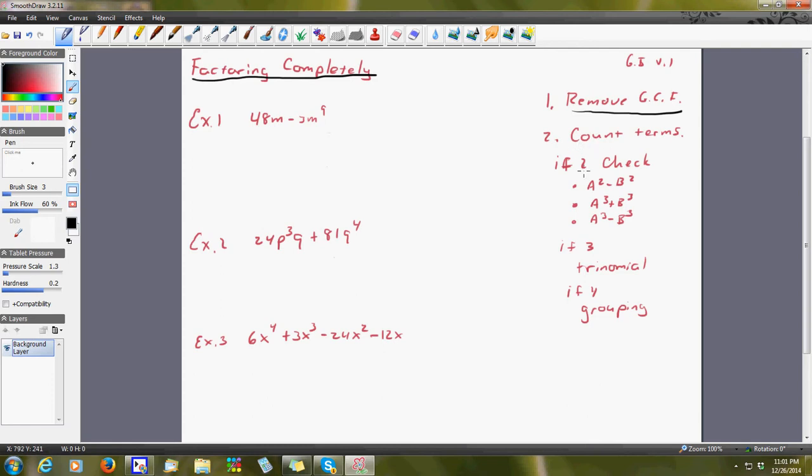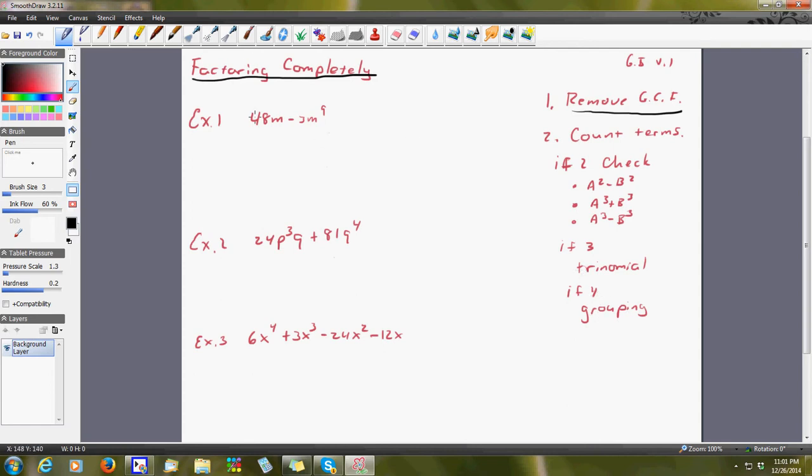Then you count terms. If there's two, check to see if it's the difference of perfect squares, the sum of perfect cubes, or the difference of perfect cubes. If not, if it's a trinomial, factor as a trinomial. And if there's four terms, try grouping.